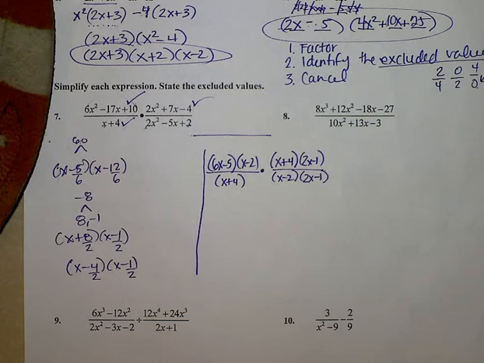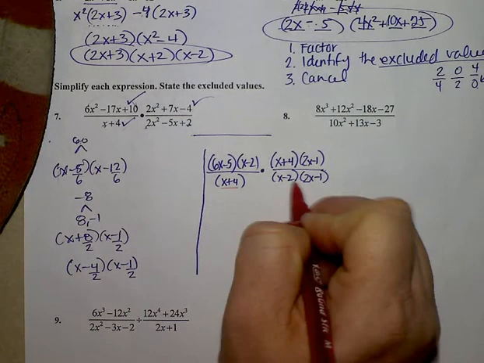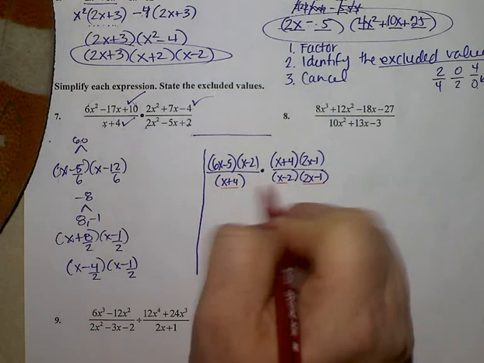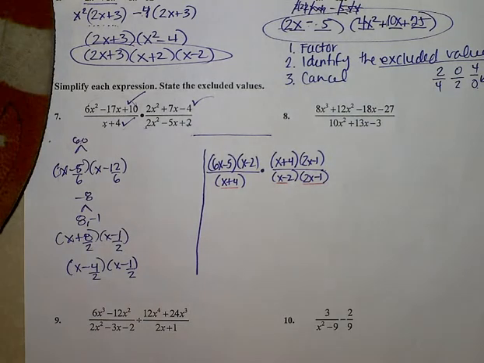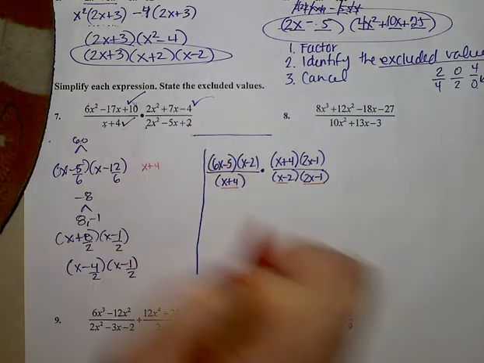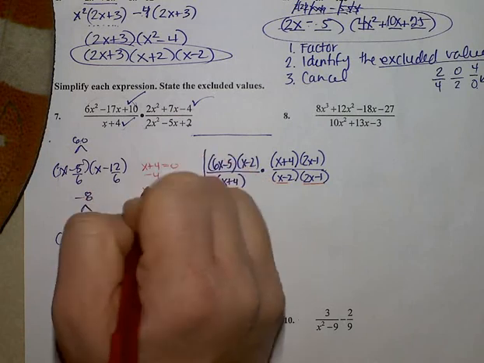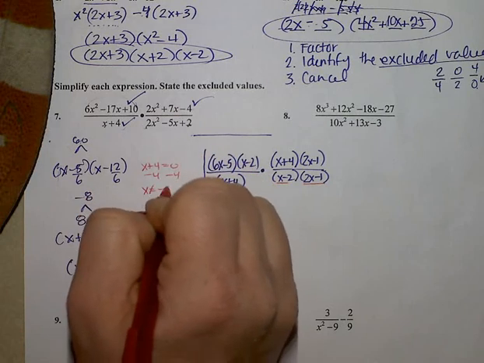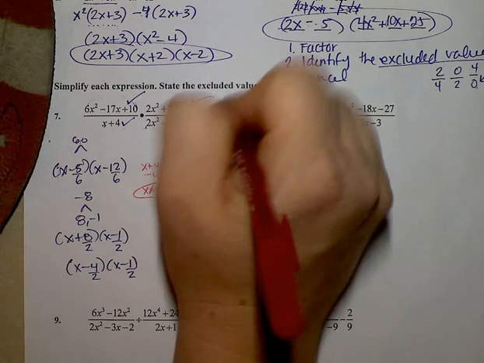Now we're going to identify the excluded values. I'm going to show all of my work, but after this problem, we're going to start doing it just in our head. So here's what we do. We take each one of these factors, each one of these parentheses, and we set it equal to 0. So x plus 4, I set it equal to 0 and I solve. That means that x cannot equal negative 4. That's an excluded value.